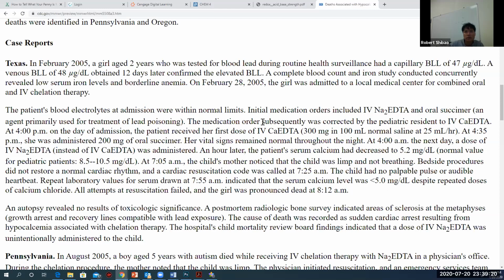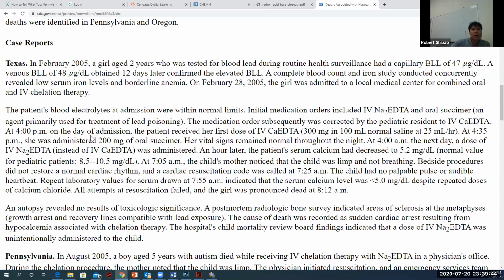The medication order was subsequently corrected by the pediatric resident to intravenous calcium EDTA. So there was a mistake in the initial medication order. Sodium EDTA is not supposed to be given to children. It's only supposed to be used for aggressive cases. And so the pediatric resident caught this and corrected it.